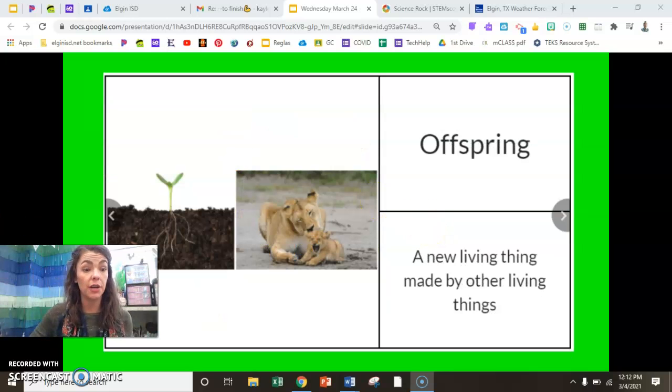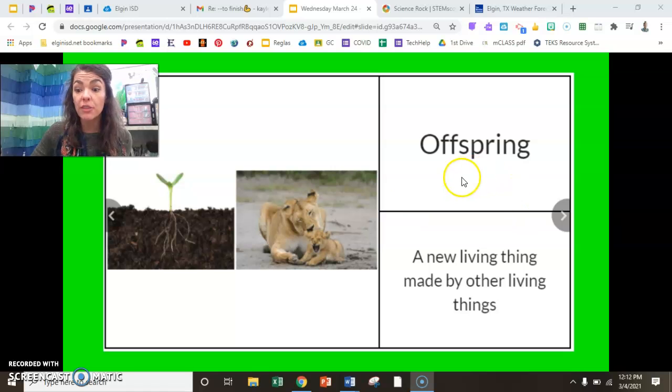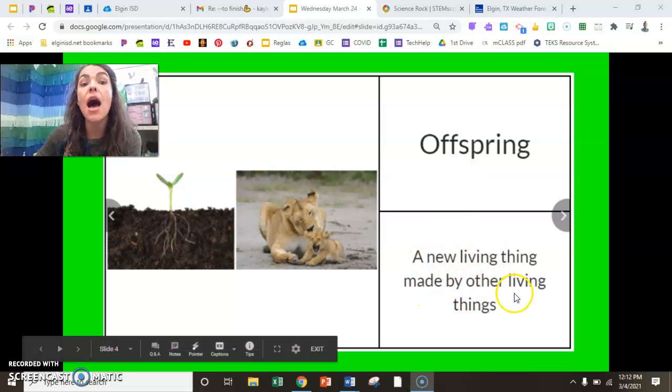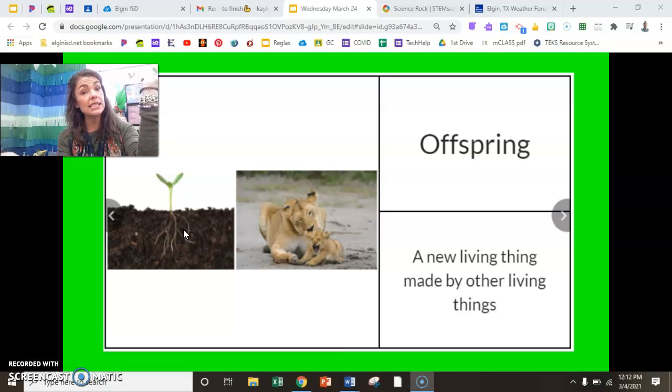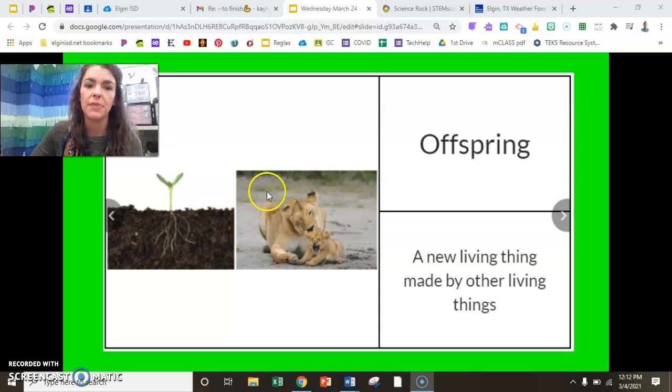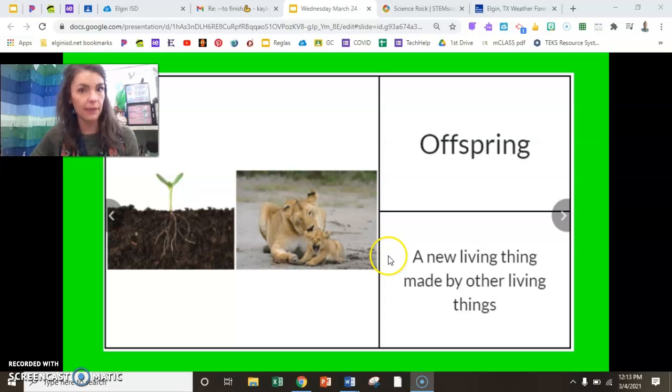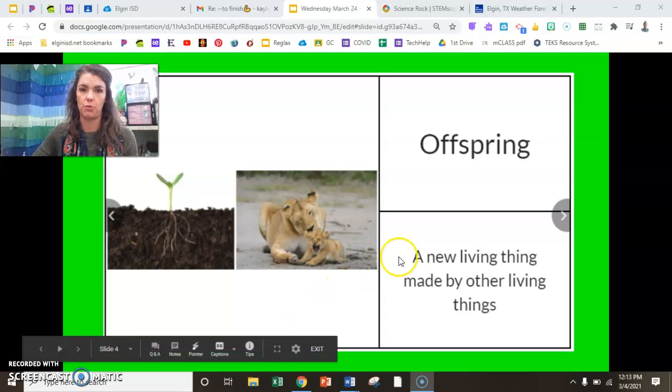Next vocabulary word. Say this O word with me. Offspring. Beautiful. Offspring is when a new living thing is made by other living things. Like this plant has a seed that made an offspring. So when the flower grows, it drops new seeds that make new plants. That's its offspring. Its new little baby. Like this lion, the mama lion has her baby. She made that baby. That's her offspring.